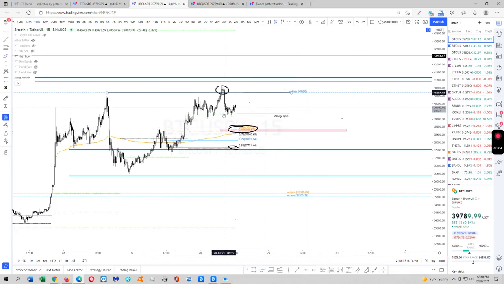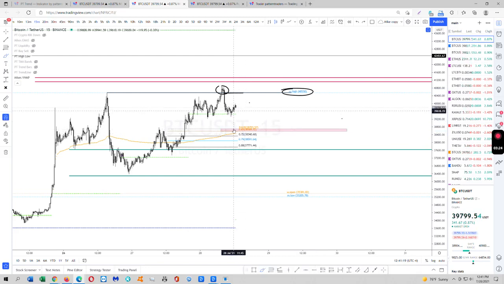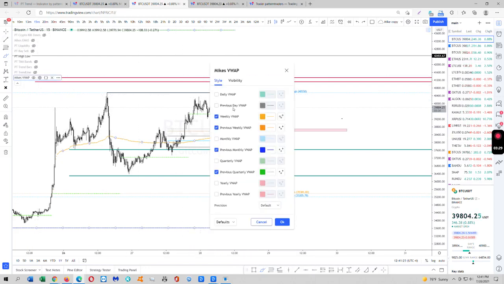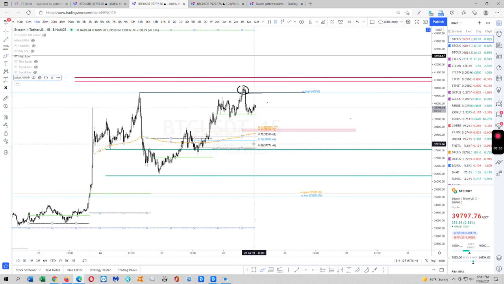Now, until we lose the daily open, this actually has the opportunity and the chance to go back up and then come back down. If you're bearish, you do not want to see us get above 40,500. That should be your cap. Under no circumstances, if you're bearish, do you want to get above that. You want to break daily open yesterday ASAP and start going down towards the weekly VWAP. Now, once you lose the weekly VWAP, then you can instantly target the previous daily VWAP, which is always my go-to, at 37.7.